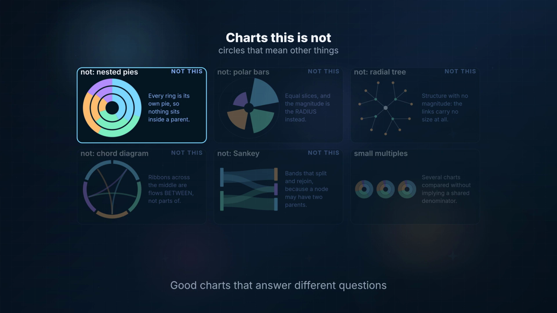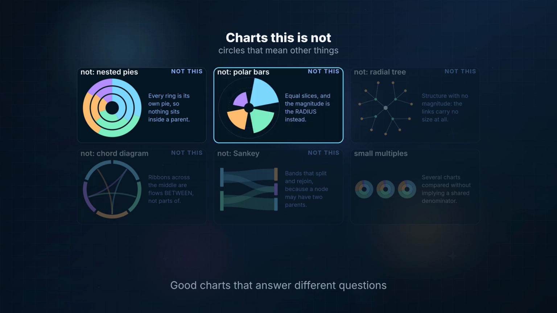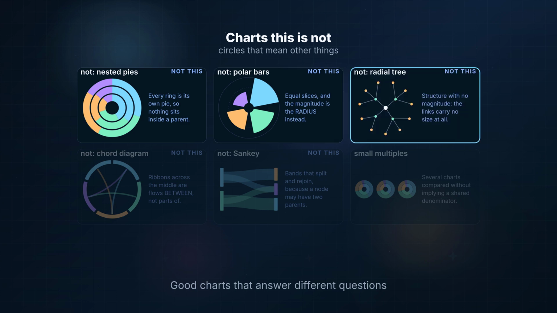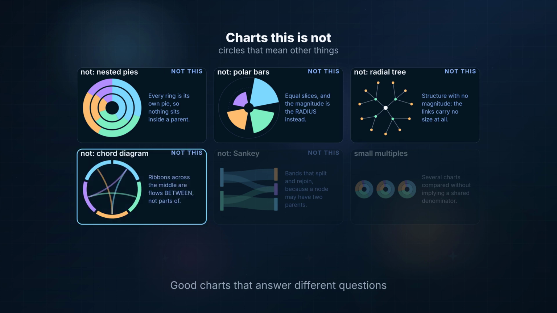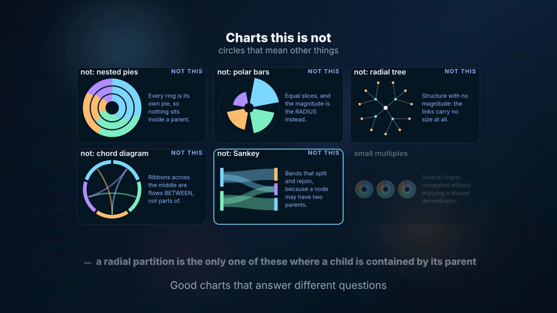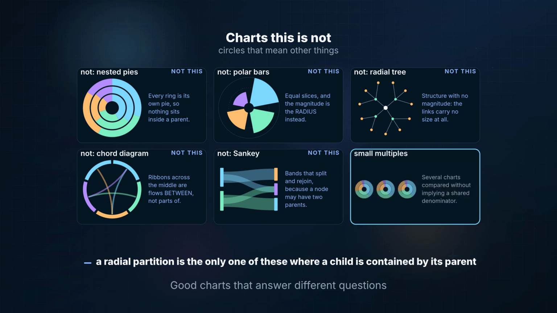A stack of pies renormalizes every ring to a full turn, so a slice in the outer ring has no parent at all, and you can see the rings disagree. A polar bar chart uses equal slices and puts the magnitude in the radius, which is exactly the opposite convention, and the two look alike enough to swap by accident. A radial tree carries structure and no magnitude whatsoever. Chord and Sankey diagrams both show flow between categories, and a Sankey allows a node to have two parents, which a partition cannot represent at all.